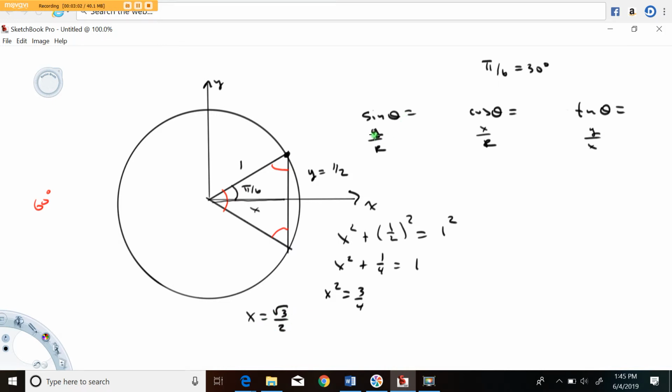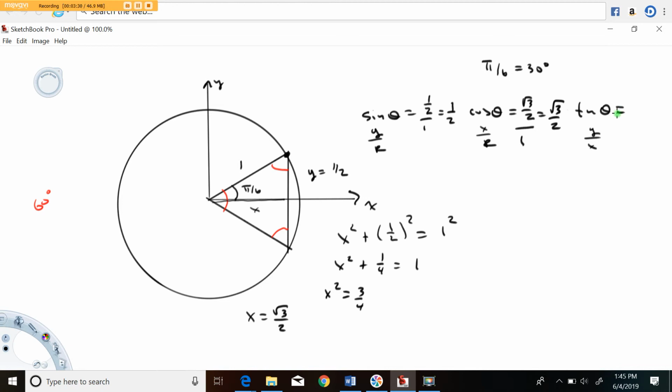Sine theta, remember, is y over r. So that's going to be 1/2 over 1, which is 1/2. There's our value for the sine of 30 degrees. Cosine theta is x over r. X is root 3 over 2 over our radius of 1. So again, that's just root 3 over 2.